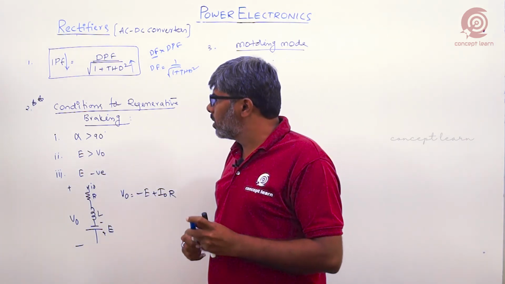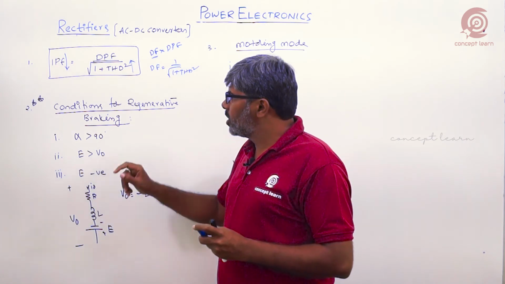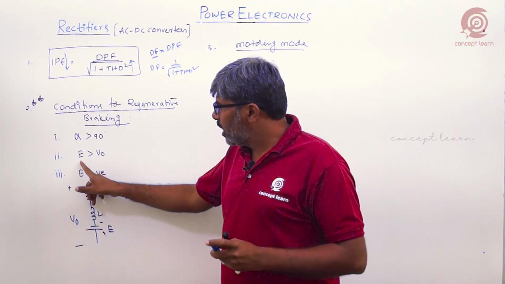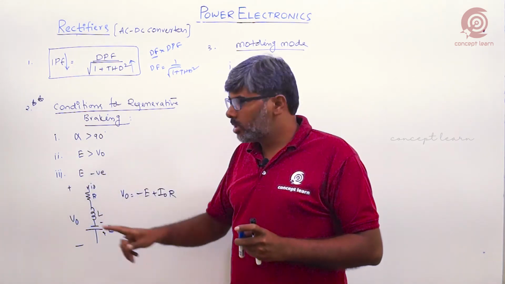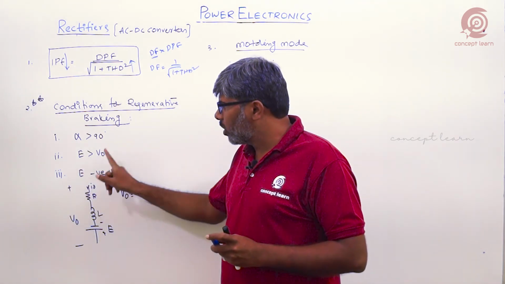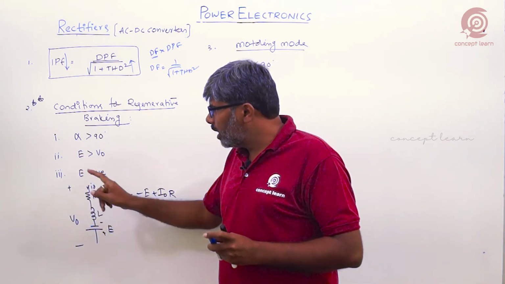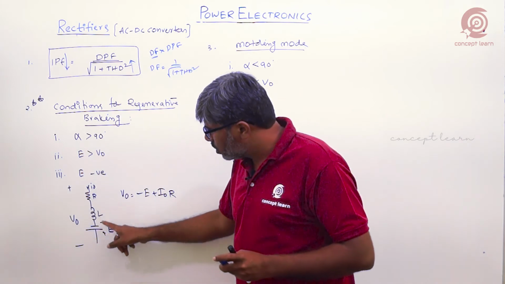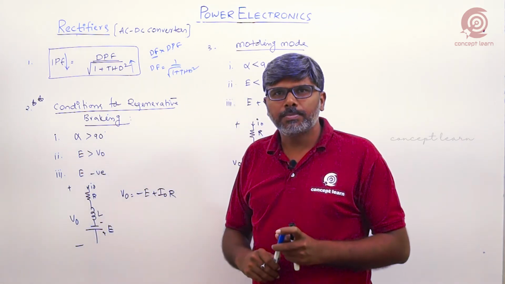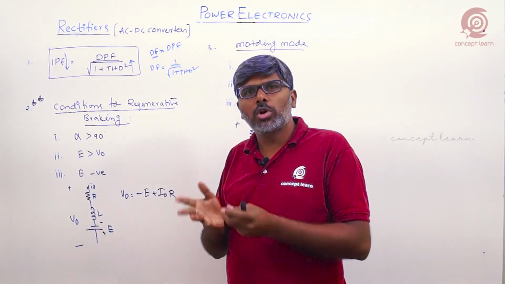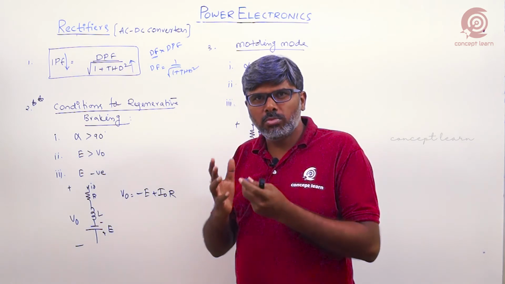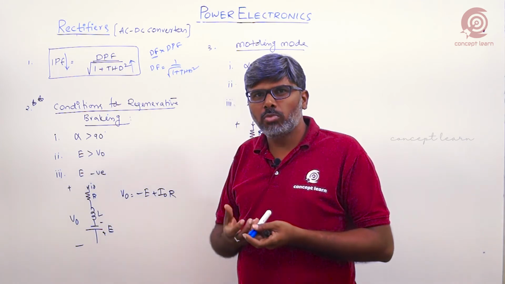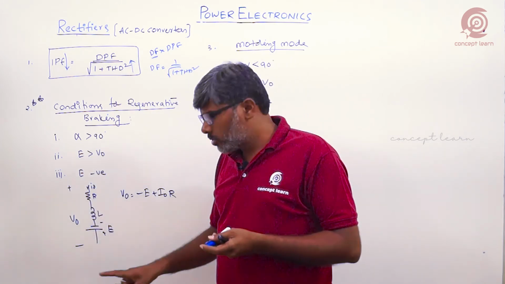Now coming to the braking mode conditions: alpha should be greater than 90. E should be greater than V0, meaning the battery voltage should be greater than the output voltage. E must be negative. This is the equivalent circuit of the load under this braking mode of operation. Basically, what is an RLE load? It is the motoring mode. If you connect any DC motor at the load side, for electrical braking of the DC motor, this is the equivalent circuit. So E is negative.